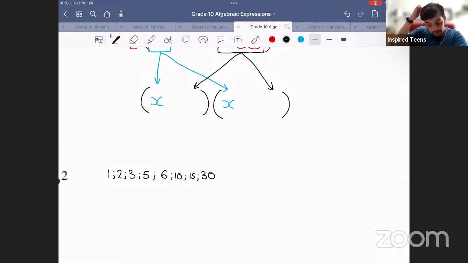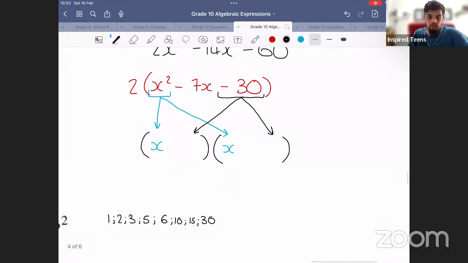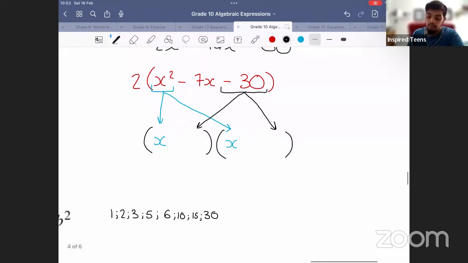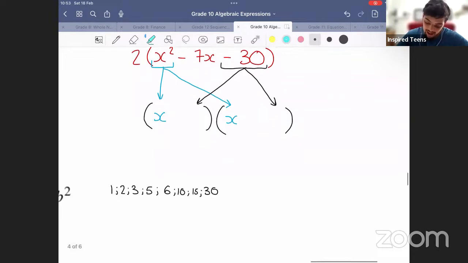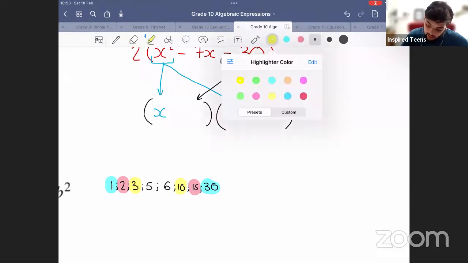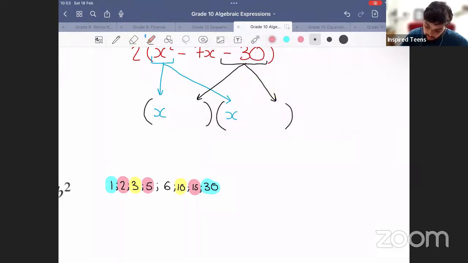So which ones do we choose? It's really important to decide, otherwise you're going to get the question wrong. You have to choose the correct factors. We choose these factors in pairs. For example, you can't choose 1 and 6, because those are not factor pairs. You have to choose 1 and 30 if you are going to choose the factors of 30. If you choose 2, you need 2 and 15, 3 and 10, and 5 and 6.